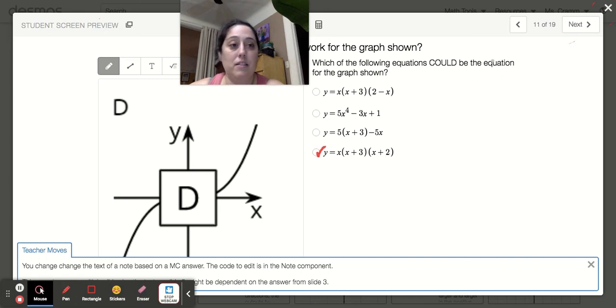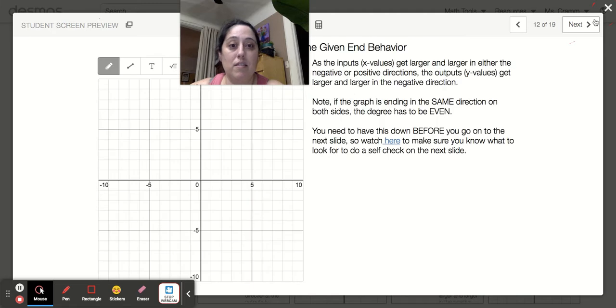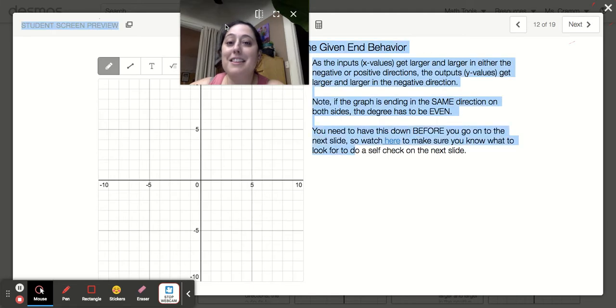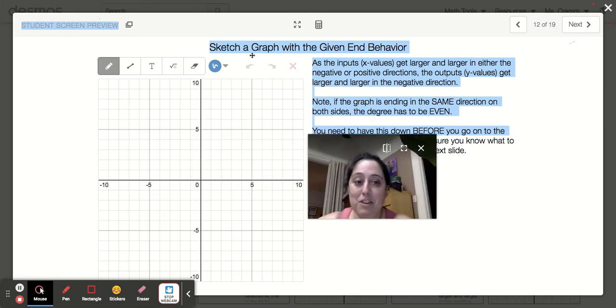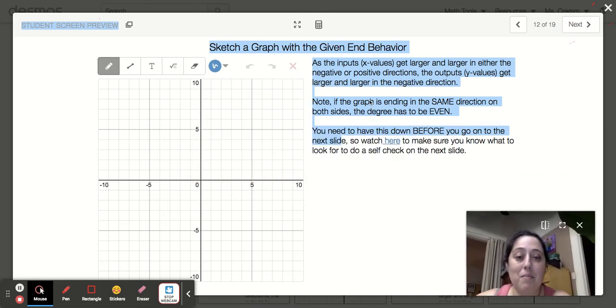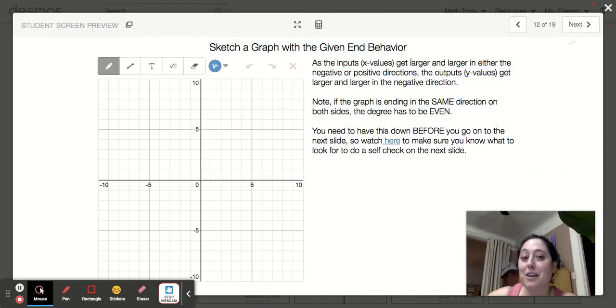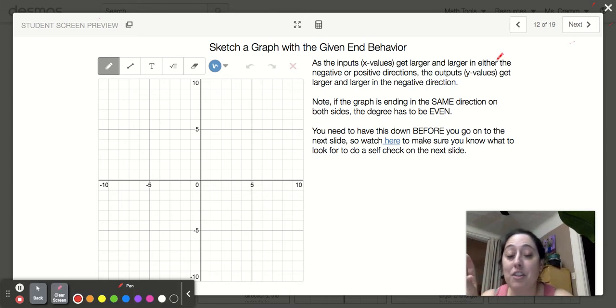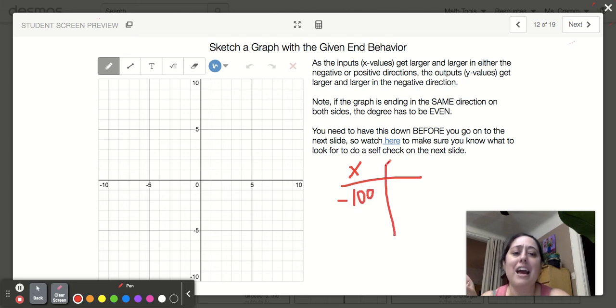Okay, so let's see if they have another. I think this is where we had some issues: as the inputs, the x values, get larger in either the positive or negative direction. So if I have x at negative 1 billion, or let me just put negative 100, I think that's far enough on the negative, and positive 100, I think that's far enough on the positive.